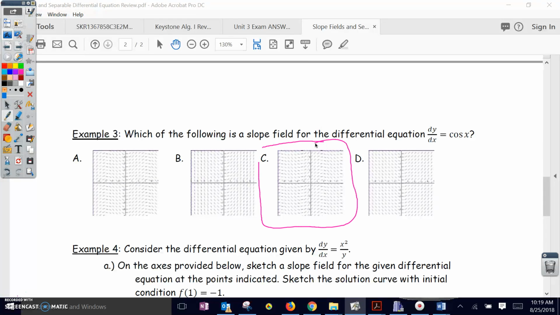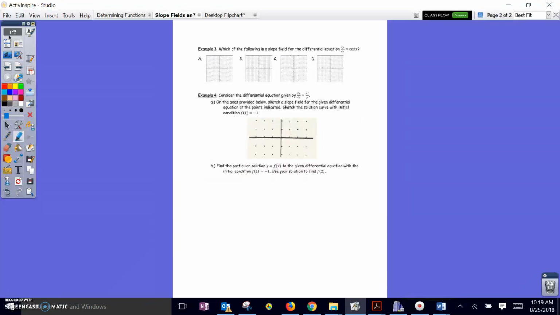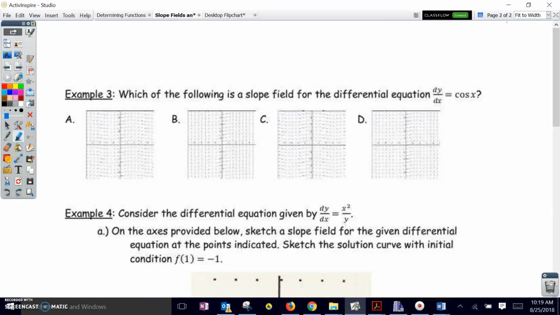If you notice this row of slope lines here along the axis all have a slope value of 1, which is not true about the slope lines in any of these other graphs. And so that's how I would have determined that that was the slope field for dy/dx equals cosine of x. Alright, let's go to example 4.